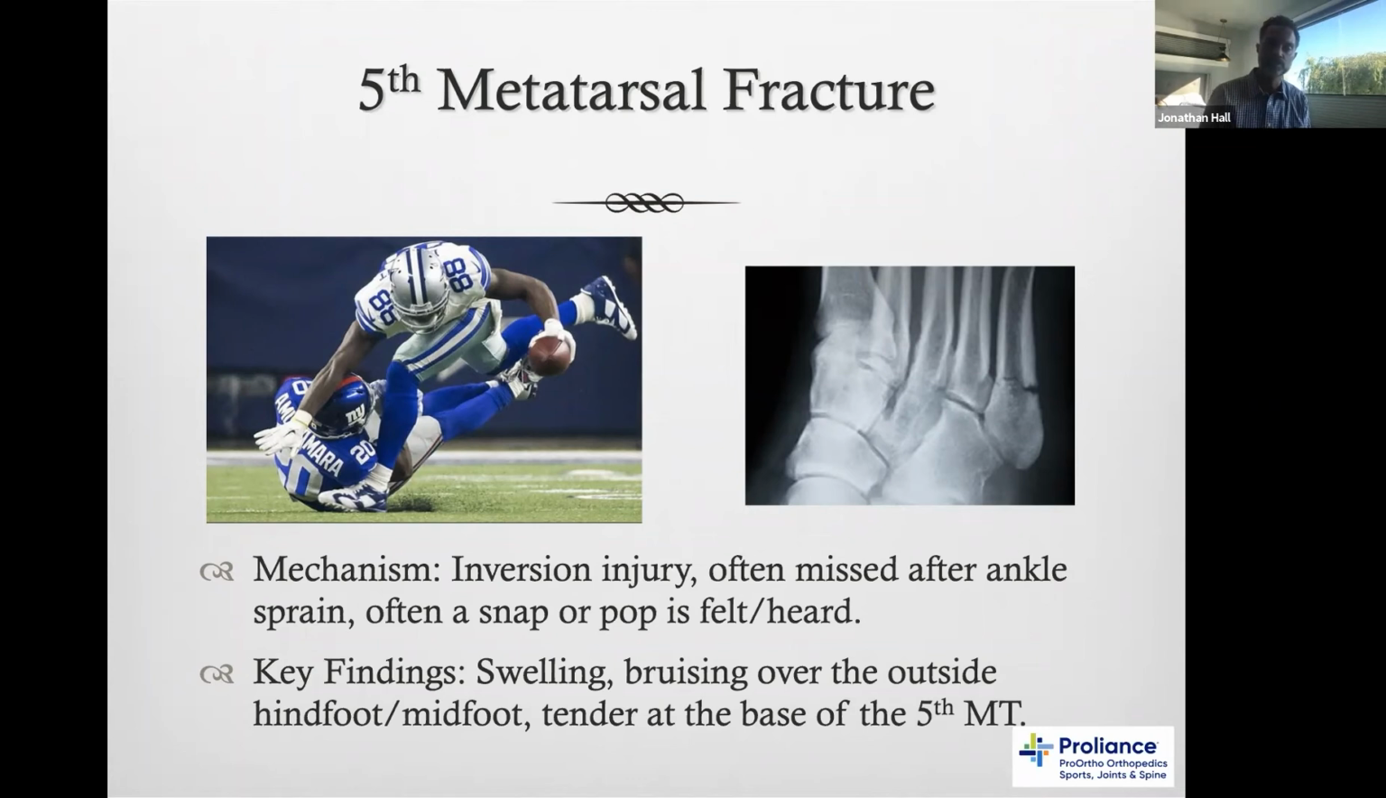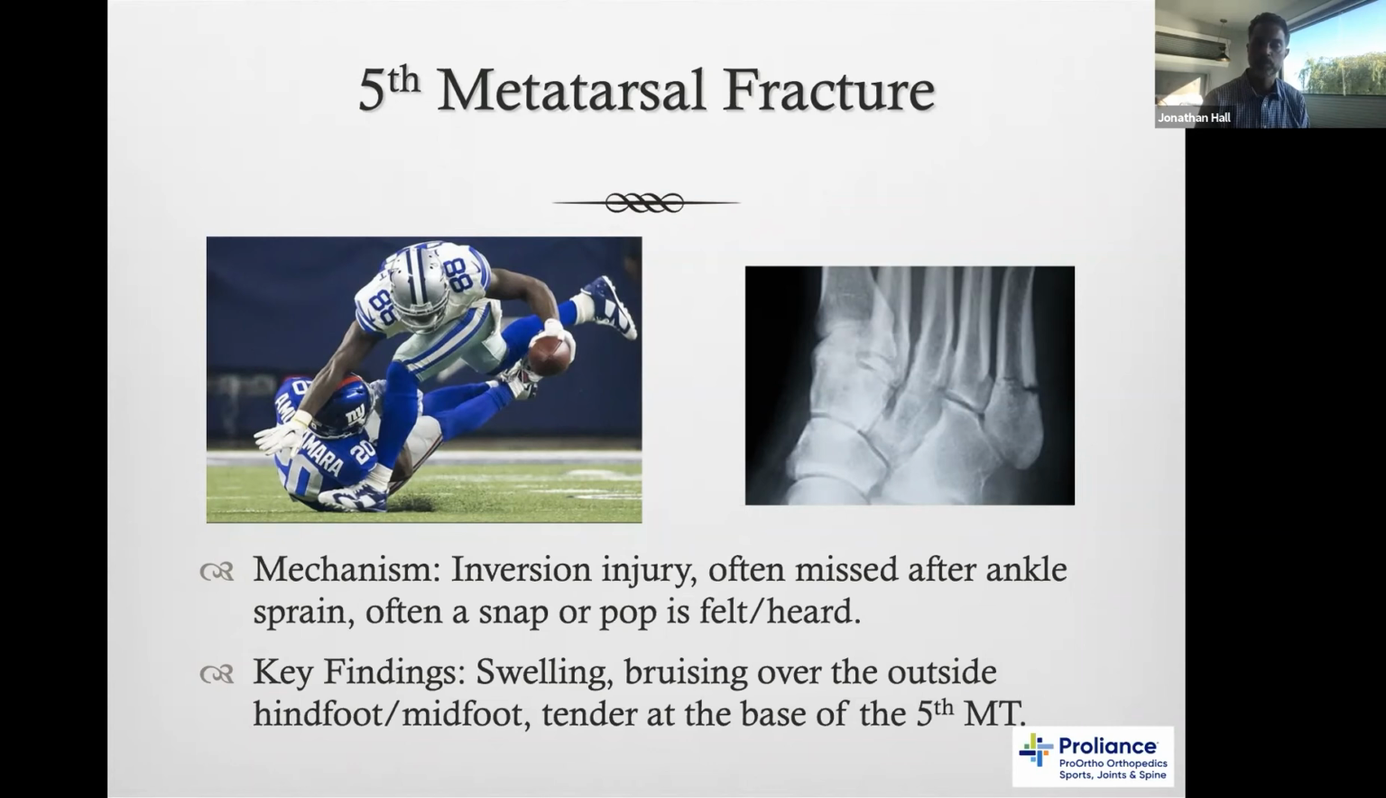This X-ray is a true Jones fracture, and that's where the shaft of the bone and the metaphysis, which is the more flared out proximal portion, come together. The blood supply to the bone there comes from the middle of the shaft and the base of the bone, and so it kind of peters out right there. So the blood supply isn't quite as good in that region.